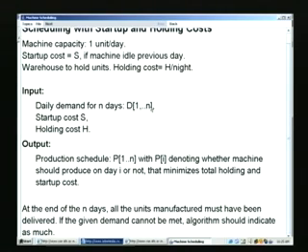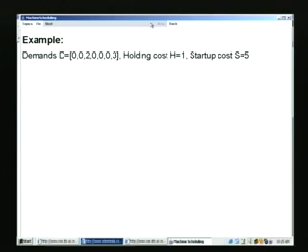So, let me now take an example to illustrate this problem better. In this example, this is the demand vector that is given to us. What this means is that on day 0, day 1, nothing needs to be delivered. Day 2, nothing needs to be delivered. On day 3, there is an order of 2 units which has to be delivered. Day 4, day 5, day 6, nothing has to be delivered. And on day 7, there is an order of 3 units.